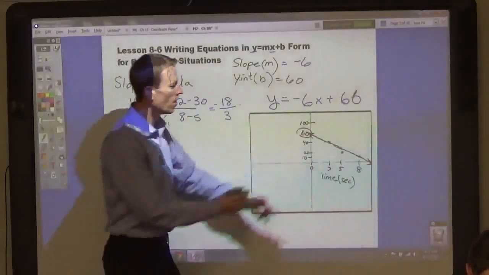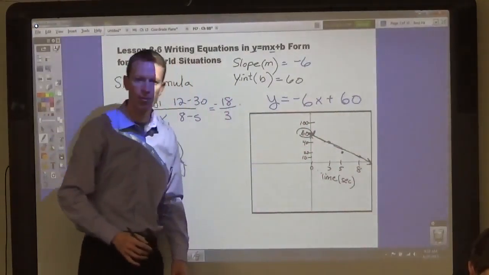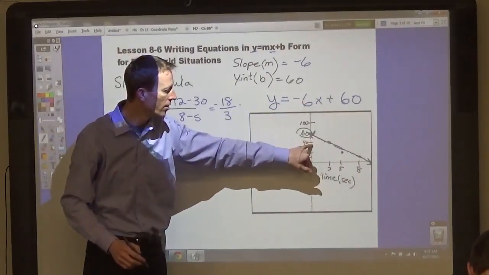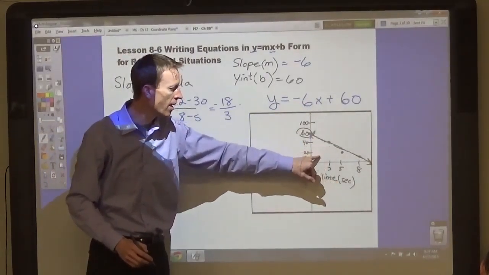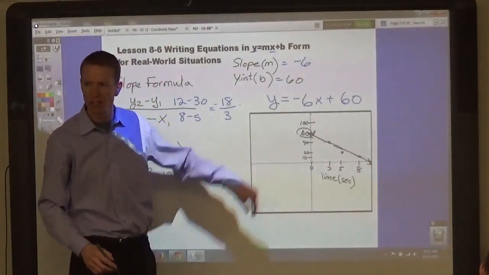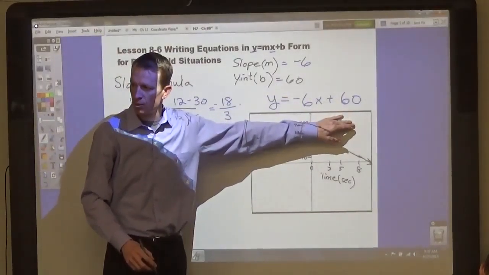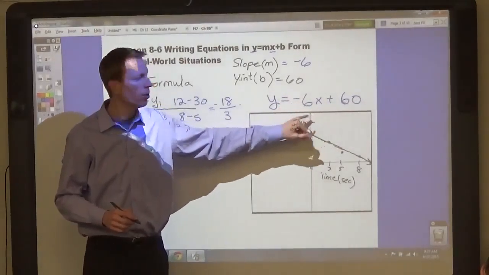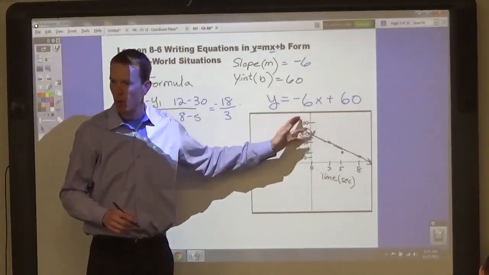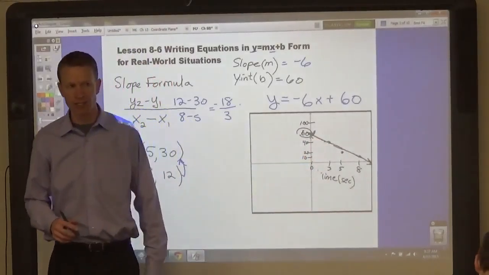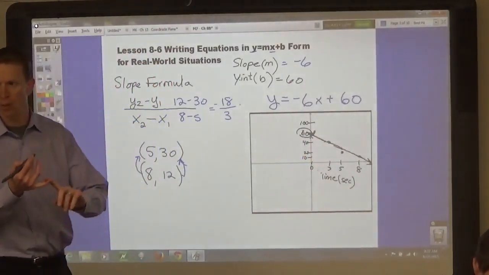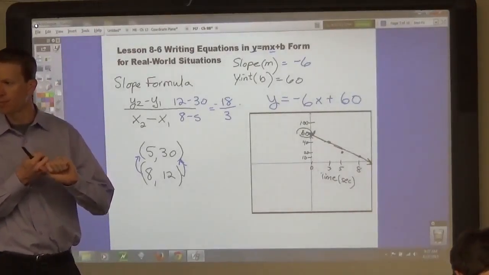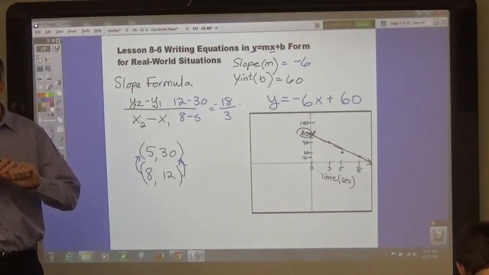So that means the point 60, remember how we graphed this? And then it goes down 6 over 1, down 6 over 1, down 6 over 1. It's a negative slope. So you can use that, John. Look up here. You can use that to check to make sure that your graph is accurate. It's a negative slope. It crosses the y at what, Keyshawn? At 60. At 60, right.